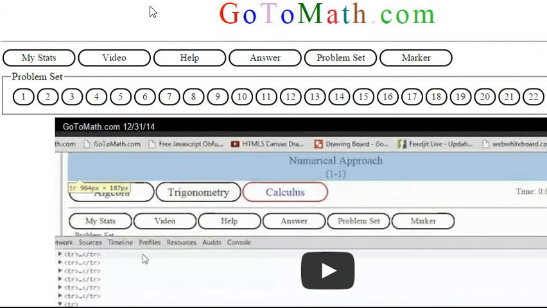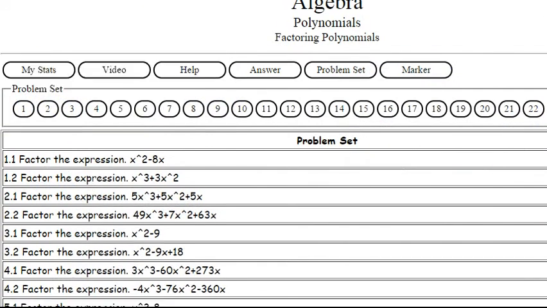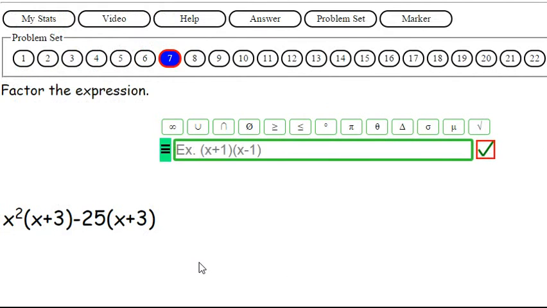Okay, we're over here at gotomath.com. Click on the algebra. Let's go down to factoring polynomials. We are doing 7.2. So we got x squared, we got x plus 3, minus 25. Ooh, I see a tricky one here.